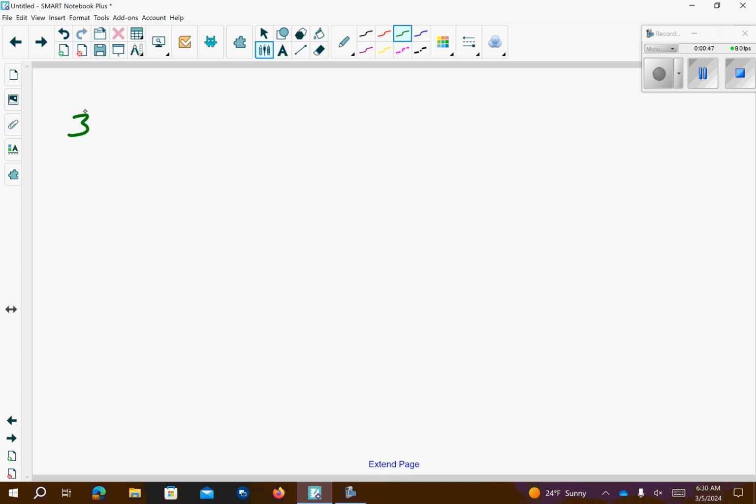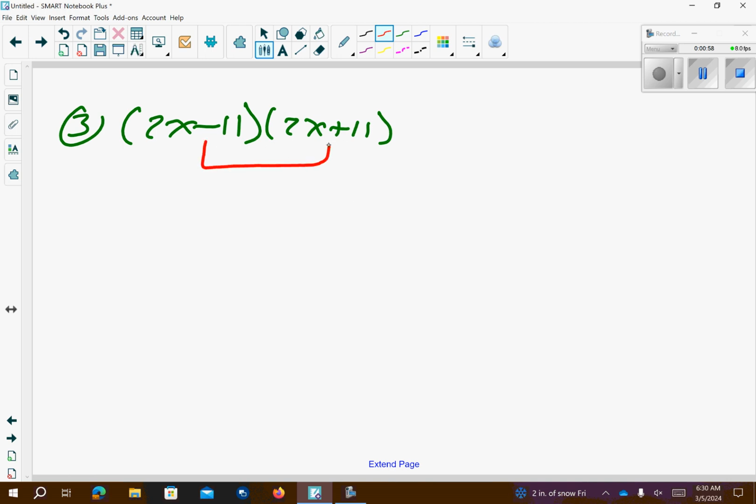Number 3, 2x minus 11 and 2x plus 11. Does anyone remember the trick on this? They're the exact same thing, except the signs are different, so you just multiply the first and the last. That's all you have to do. So you get 4x squared minus 121. If you did the middle, you get negative 22x and positive 22x, and they'd cancel out.